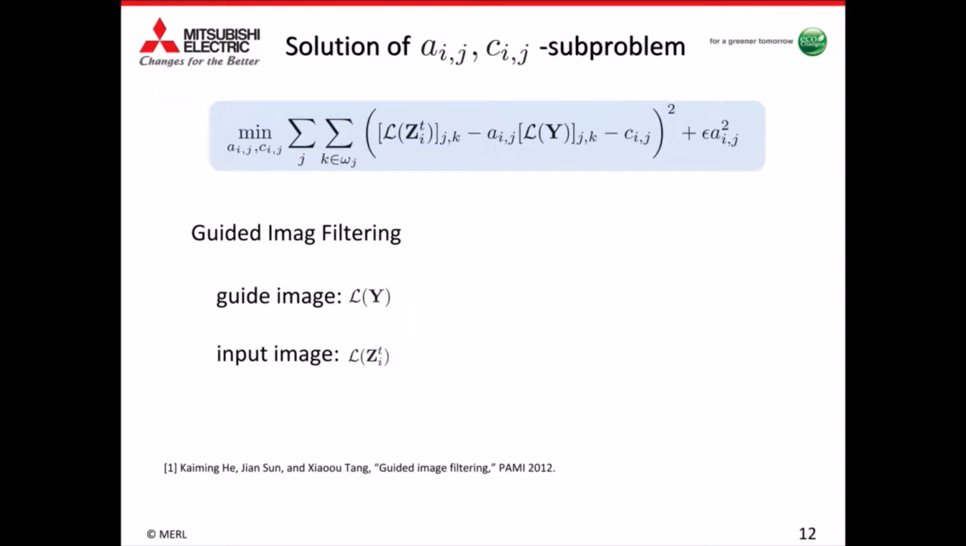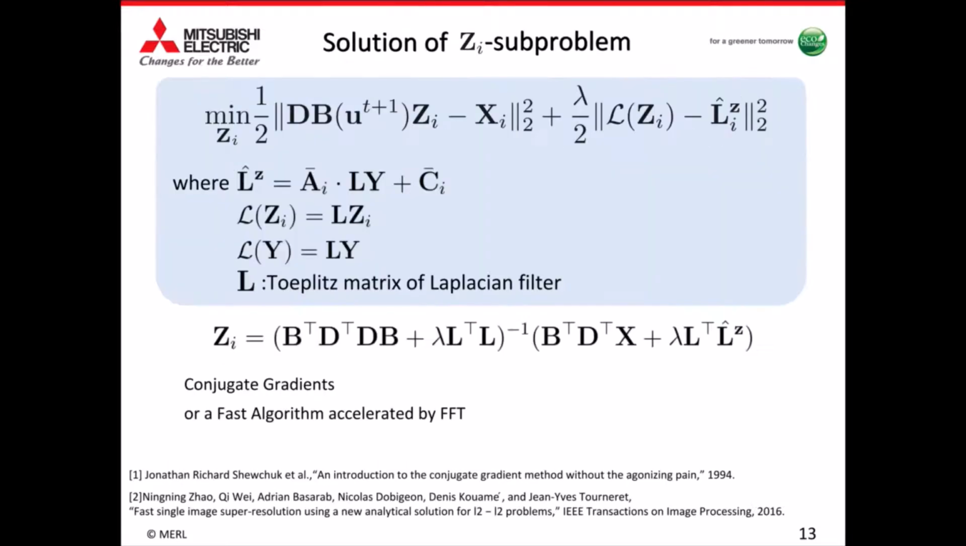The A and C subprogram, which relates to the coefficients of the linear affine function, can be easily solved by guided image filtering. The capital Z sub i subproblem can be solved either by conjugate gradients or a recent fast algorithm proposed by researchers at the University of Toulouse.